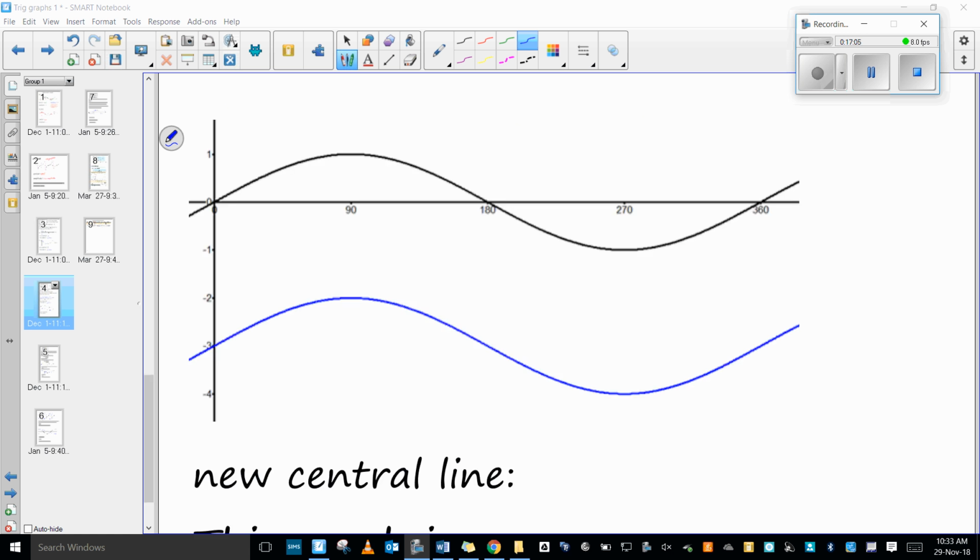This one? So what graph is it originally? What's the black one? Fine, good, we're getting better at recognizing them.